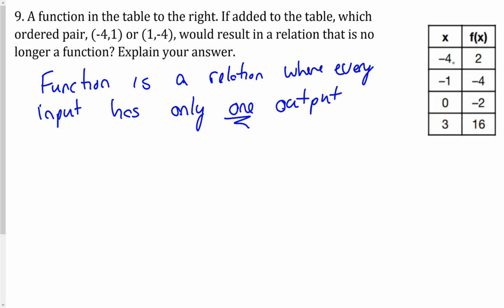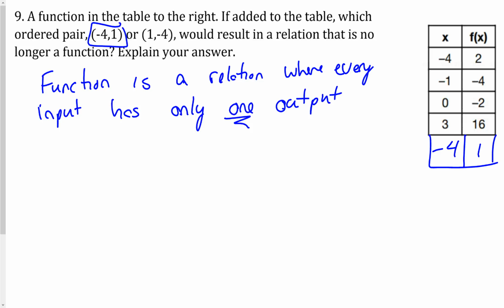So negative 4 is the input, 2 is the output. Negative 1 is the input, negative 4 is the output. So which ordered pair would I have to add to this table so that it would not be a function? Well, if I add negative 4, 1 to that table, if I input a negative 4, what do I get out? Do I get out a 2 or do I get out a 1? We don't know. So negative 4, 1 would be the ordered pair that would make this not a function.